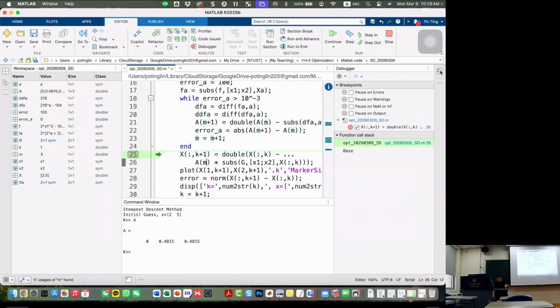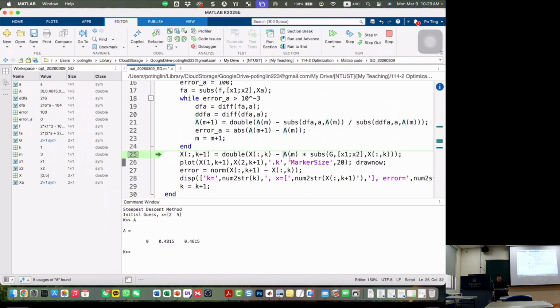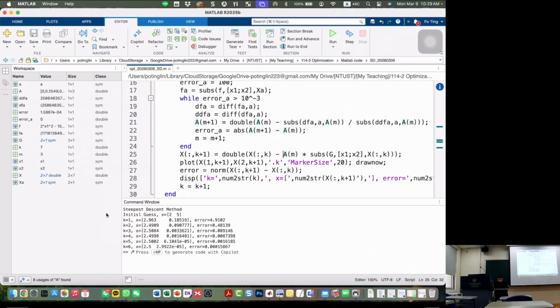Okay, I don't need the debugger. Close. Plug in am. I don't think I need a second line. Okay? So let's take a look. Yes. This time I'm going to make a drawing of the line so you can see the zigzag.